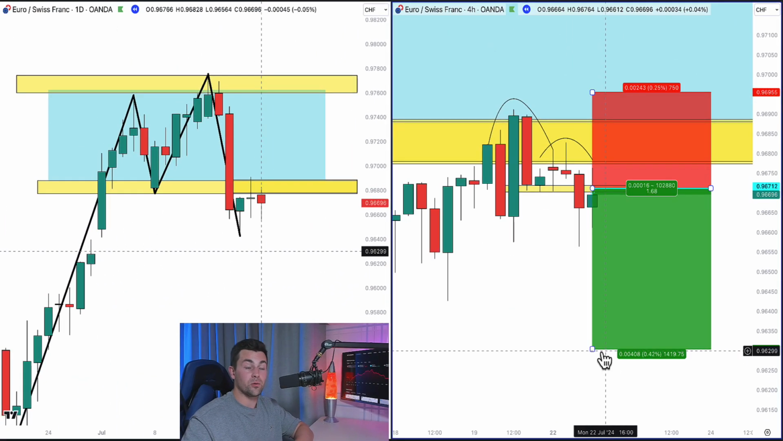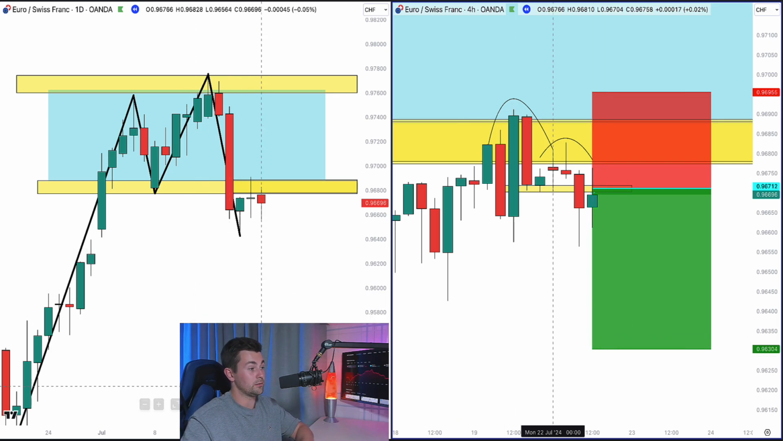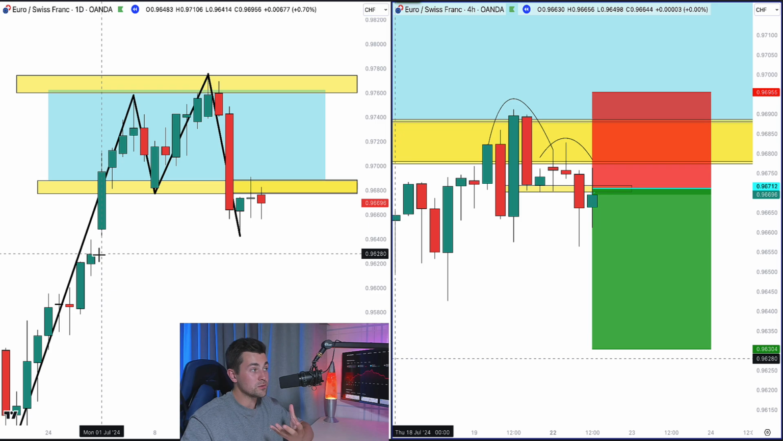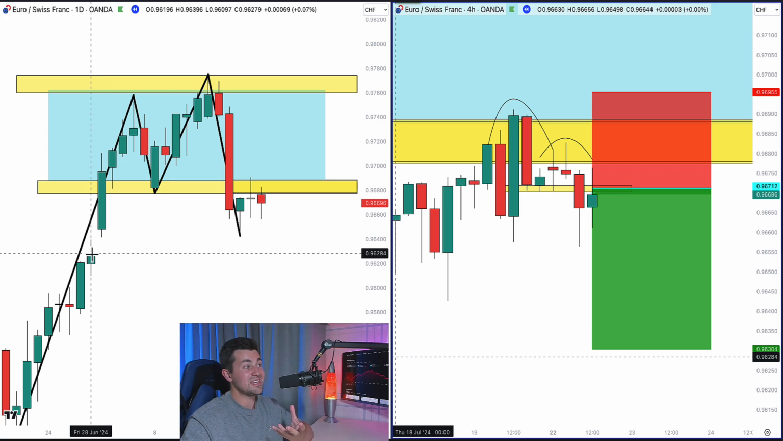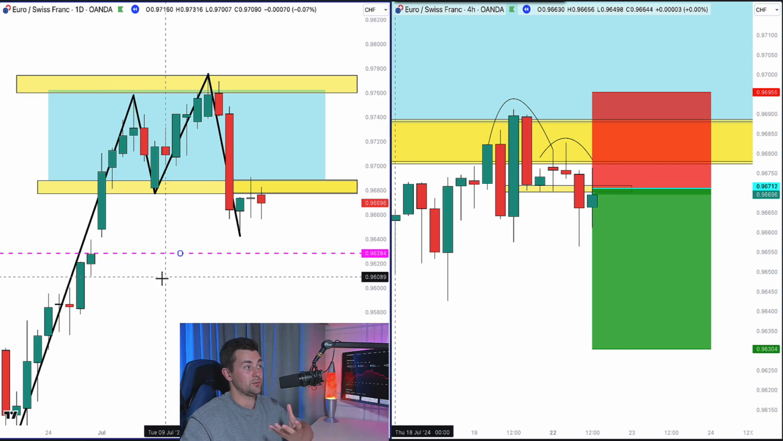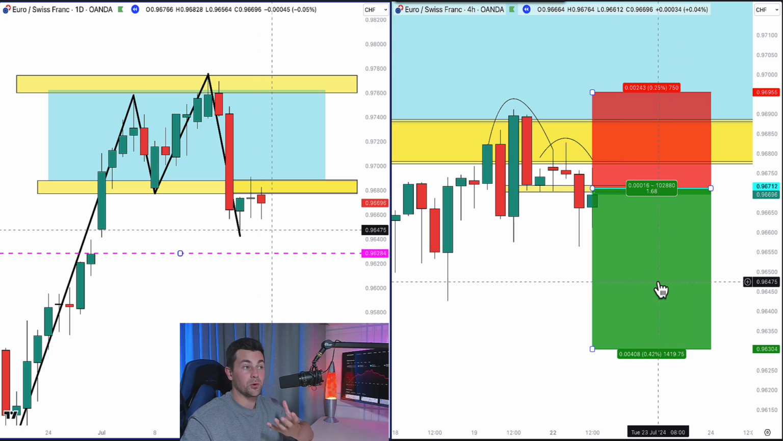Our take profit for the trade was the closest daily structure support. And according to my rules, the closest support was the gap opening level. Here, it was the significant support that we were monitoring.